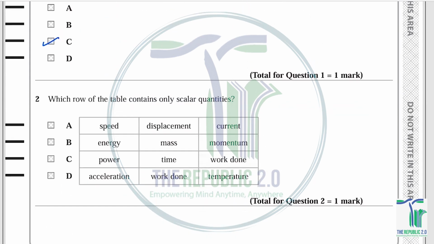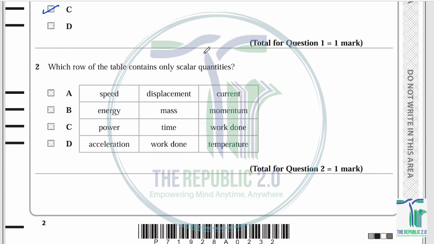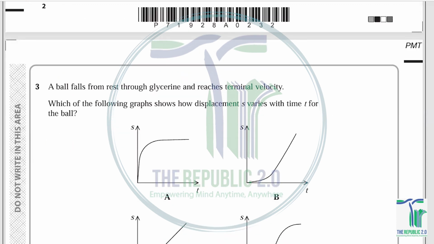Similarly, for question number two, which row of the table contains only scalar quantities? Everybody knows that scalar quantities are quantities which require only magnitude. So in part A, displacement is a vector quantity. In part B, momentum is a vector quantity. In part C, there is no vector quantity. Power is scalar, time is scalar, work done is scalar. So that is why we have to go with option C.